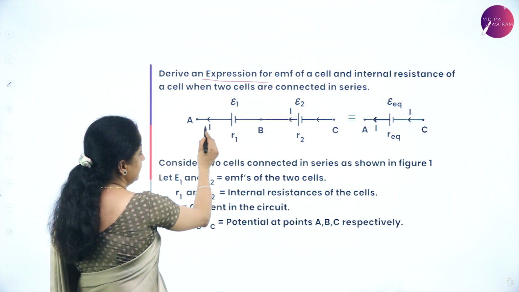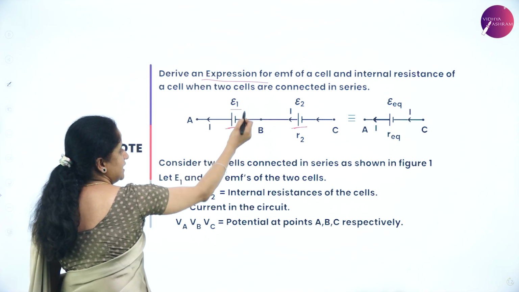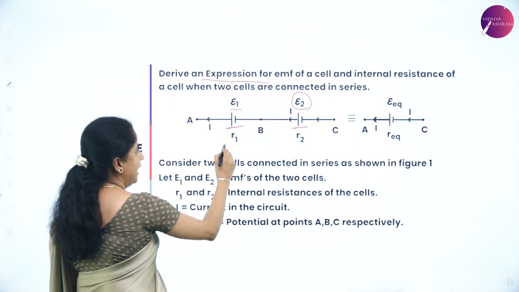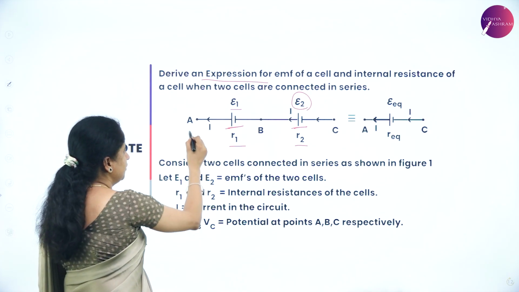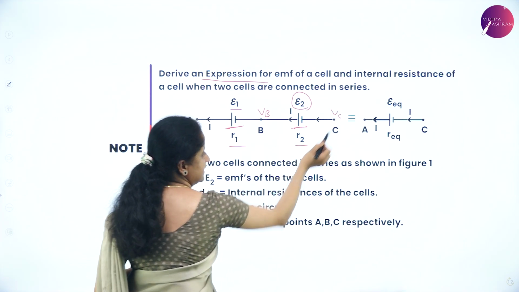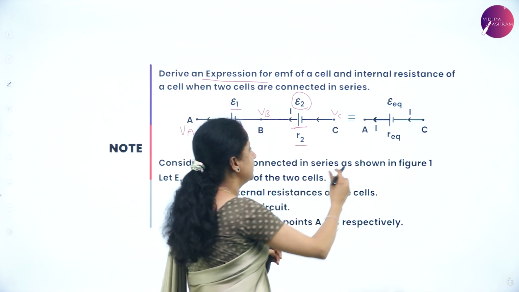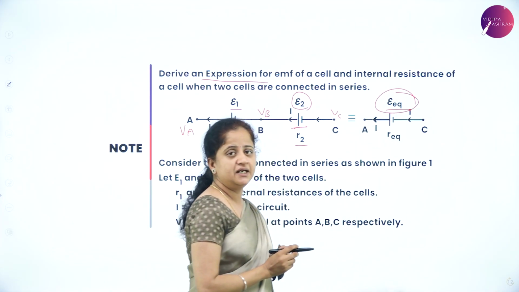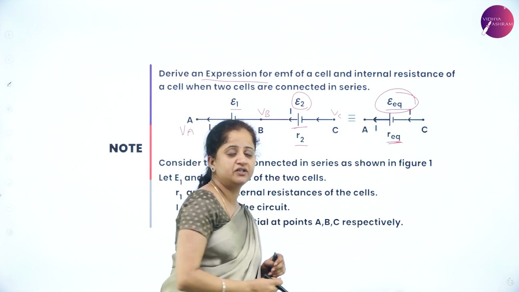connected in series. You can observe here I have considered two cells connected in series. Now E1 is the EMF of the first cell, E2 is the EMF of the second cell, I is the current flowing through the circuit. R1 and R2 are the internal resistances of cell 1 and cell 2 respectively. Here potential at A is VA, potential at point B is VB, potential at point C is VC. So now this combination is replaced by a single cell with an equivalent EMF. Then the circuit diagram is, here we have considered a single cell of EMF E equivalent, which is having an internal resistance R equivalent, and I is the current flowing through the circuit.